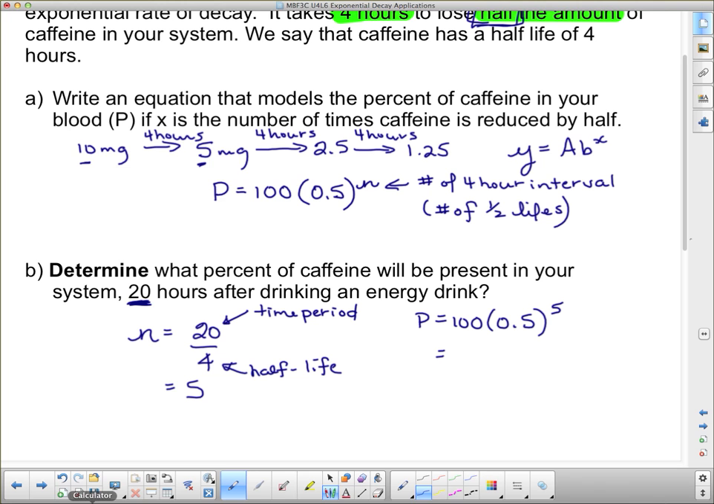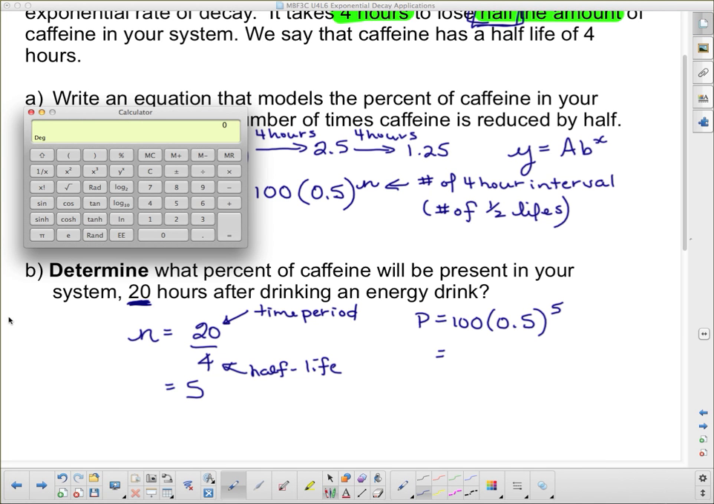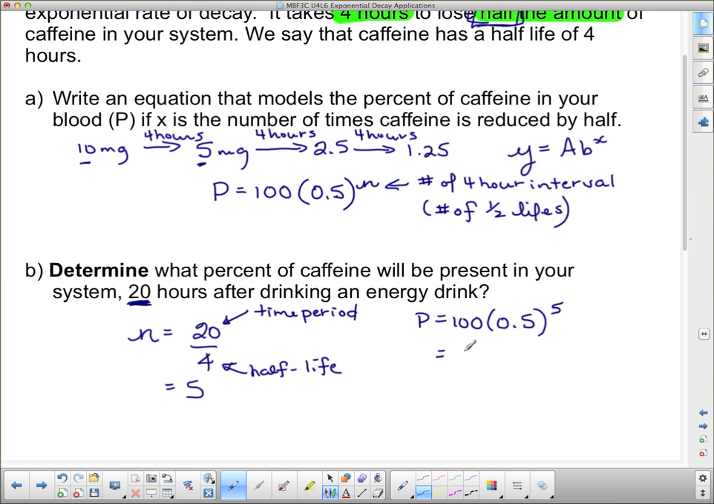And now I'm just going to take my handy-dandy calculator, and we're going to go 0.5 to the exponent 5. And now we're going to multiply by 100. So that's about 3% that's left. So after 20 hours, you'll have 3% of what you had drank before.